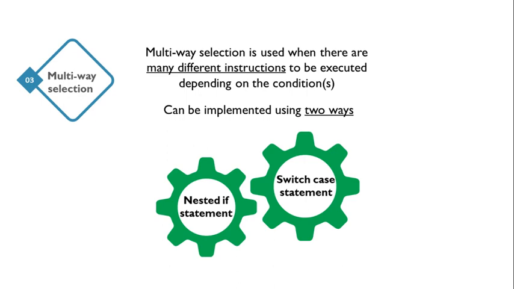So first, let me see what is multi-way selection. Multi-way selection is used when there are many different instructions to be executed depending on the condition, which means it has more than two alternatives or more than two conditions that need to be executed. In multi-way selection, it can be implemented using two ways, which is nested if statement and switch case statement.